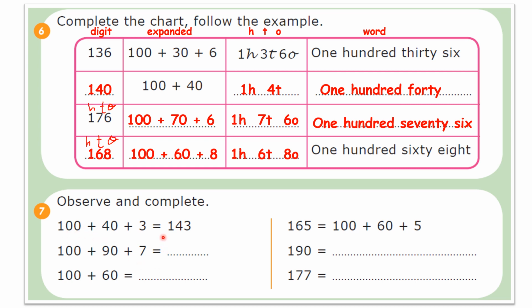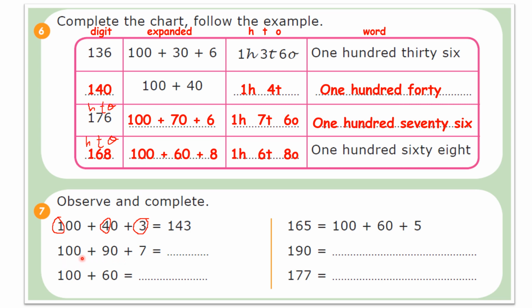But when I want to join them together to make a number, I don't add the zeros. So we just take the digit only, this digit and this one without the zero, and this one. Just write them beside each other. You will get the number.